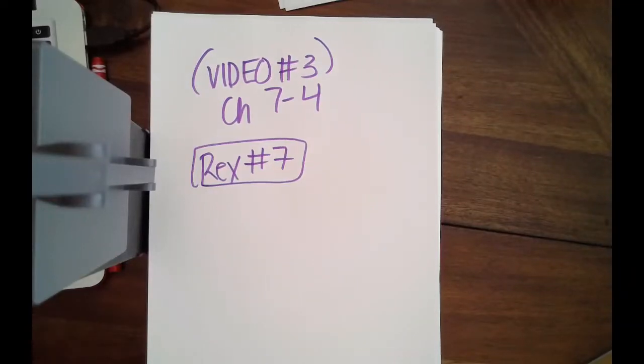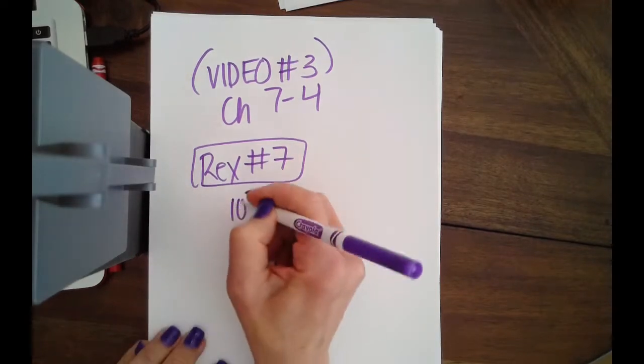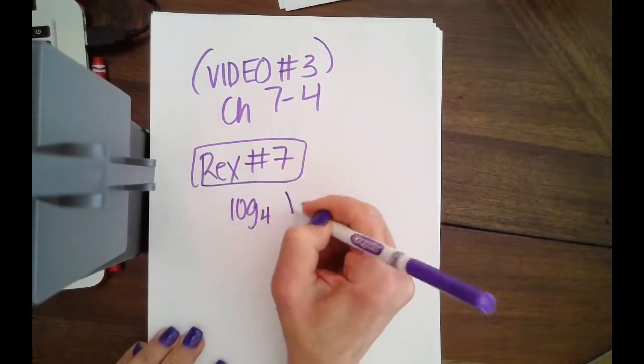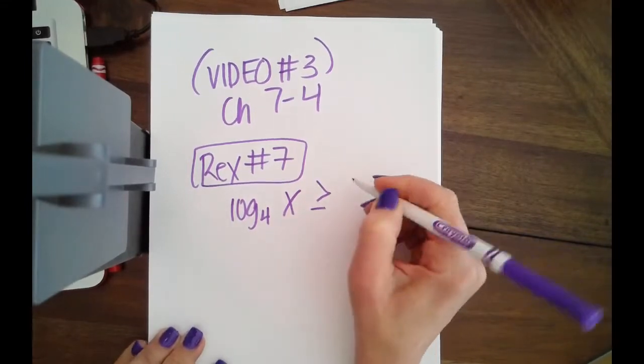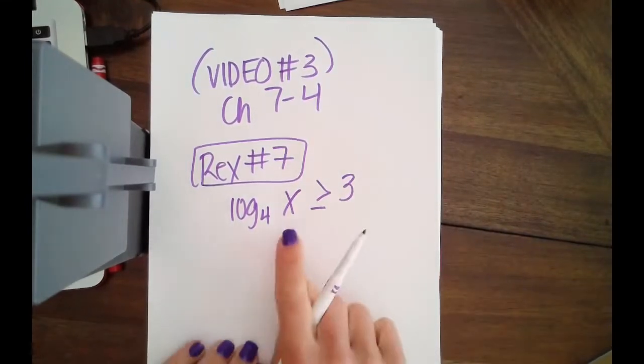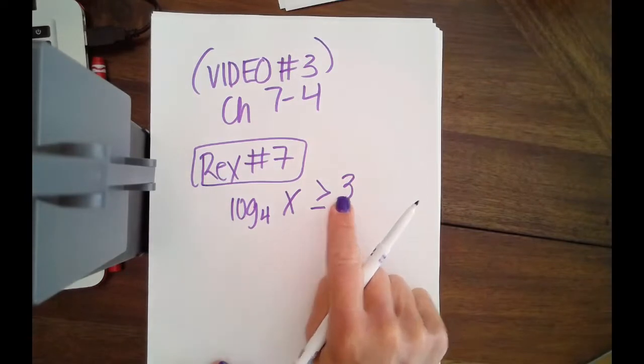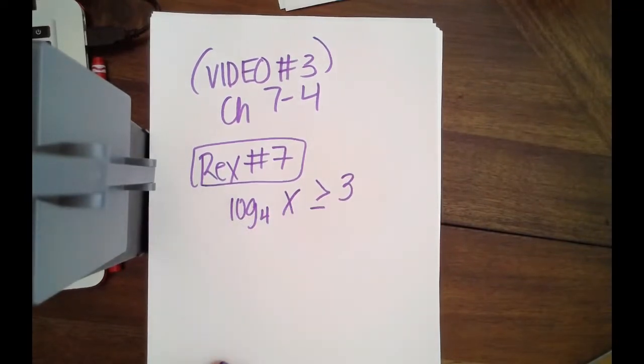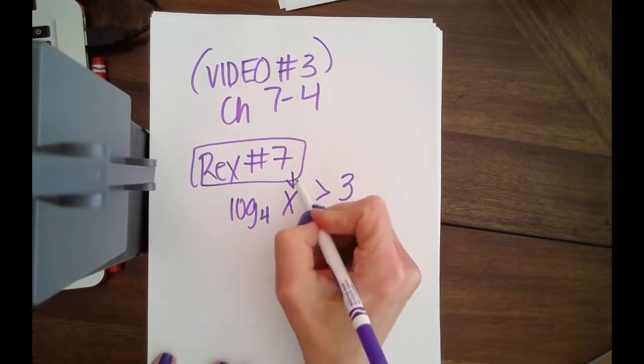Okay, let's pick back up with another Rex. This is Rex number 7. It is log base 4 of x greater than or equal to 3. All right, we have a single term over here. We have a log term here. It is in log form. We need to put it in exponent form so we can solve for x.